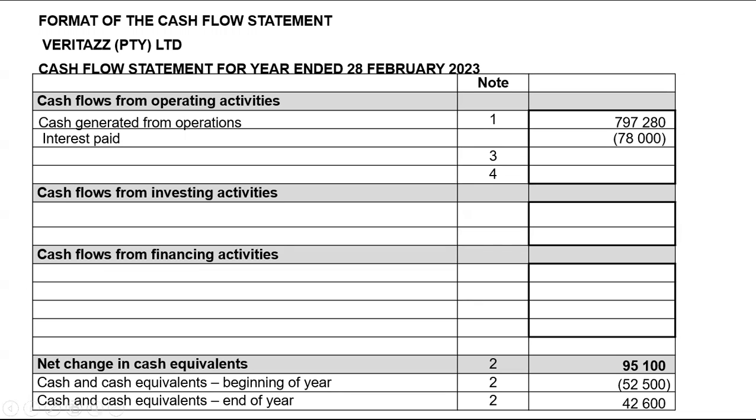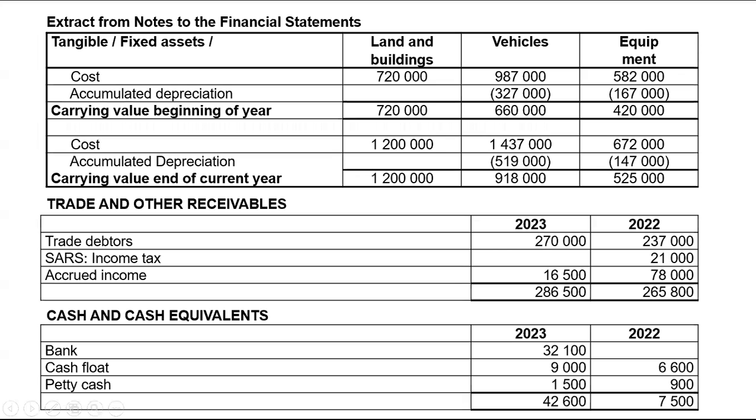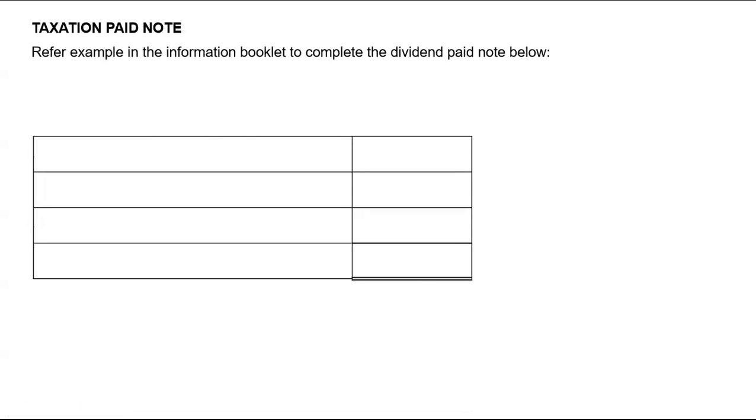Now let's go to taxation paid. Let's see what information we are given when it comes to taxation paid. We need taxation for the current year, and it's given to us, made easy, and it's 270,000. And we just have to check where sales income tax is. For last year, it was in trade and other receivables. It was owed to us last year, so we must receive it this year. So that 21,000, when I write it in my taxation paid note, I will put it without brackets because it must be received in the current year. It was owed to us by SARS last year.